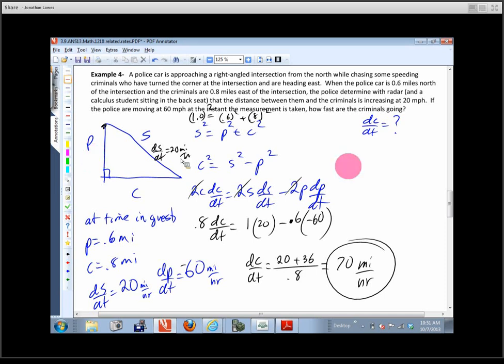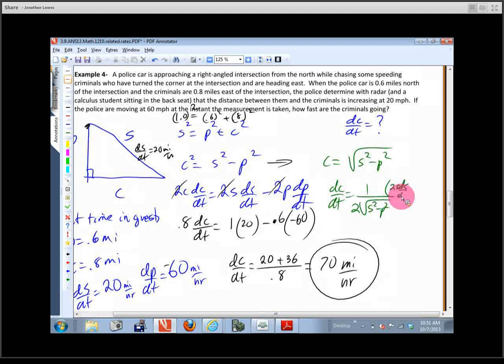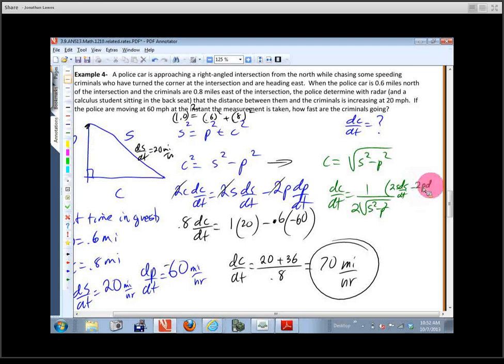What I'd like you to do is this. What if I took this equation and I'll change colors here? What if I actually solved it for C? So I said C equals the square root of S squared minus P squared. Over here I get dC/dt, and what would this be? 1 over 2 square root S squared minus P squared times what? 2S dS/dt minus 2P dP/dt.